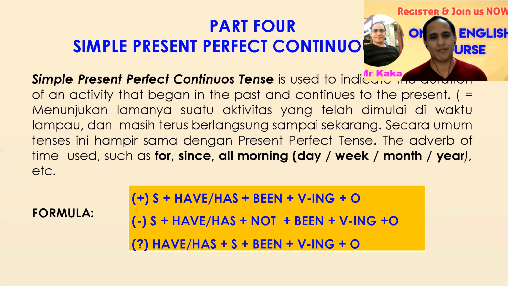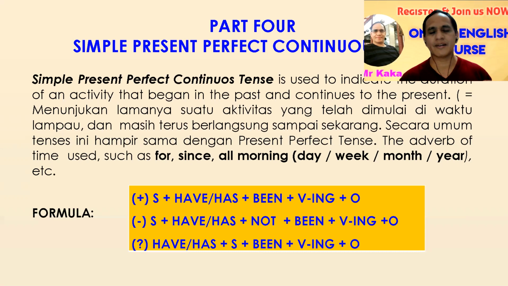right? Okay, for the positive form, right, we will have subject, have or has, and then been plus verb ing and then plus object, right? Yeah, you have to pay attention, right? Subject plus have or has plus been plus verb ing and then plus object. And then the negative form of present perfect continuous tense is subject plus have or has plus not plus been plus verb ing and plus object, right? Okay, this is the negative form of present perfect continuous tense.